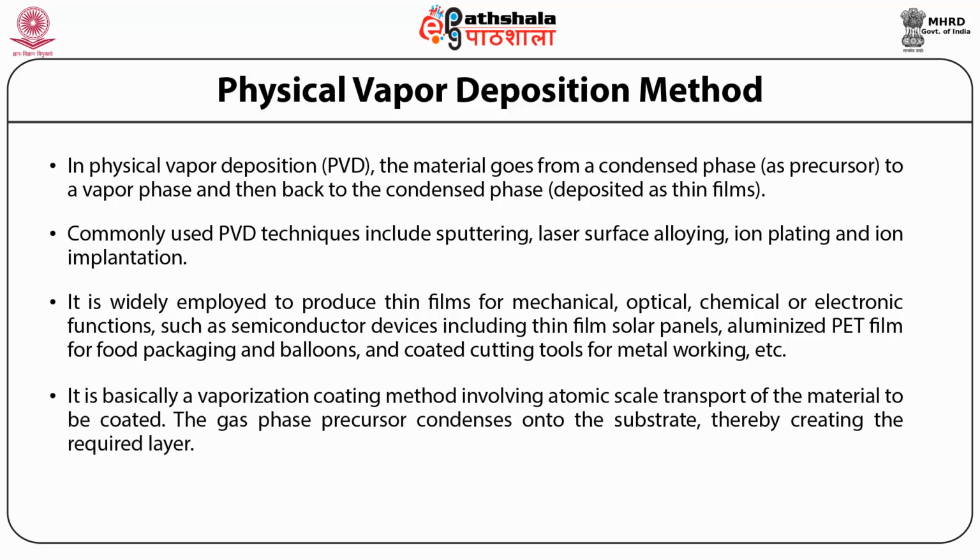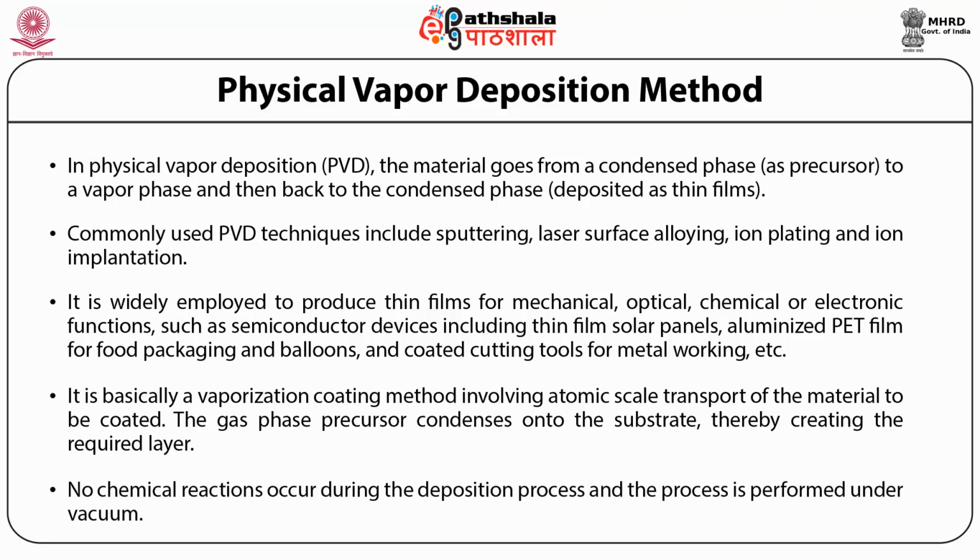It is basically a vaporization coating method involving atomic scale transport of the material to be coated. The gas phase precursor condenses onto the substrate, thereby creating the required layer. No chemical reactions occur during the deposition process. The process is performed under vacuum and it comprises various steps which are explained next.